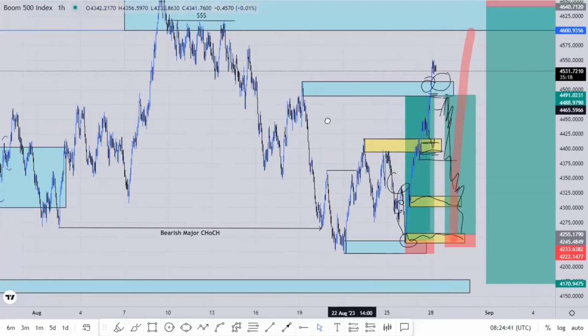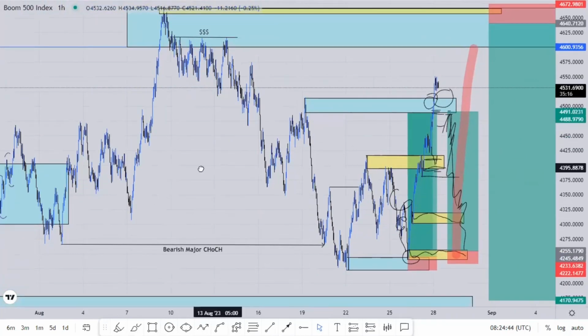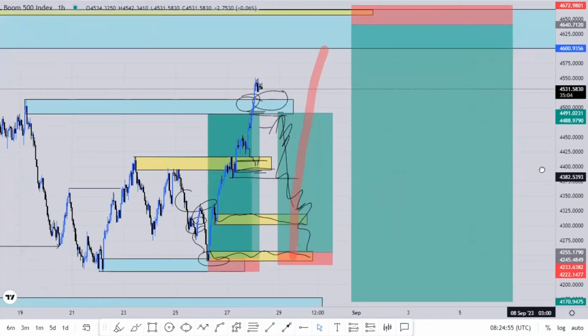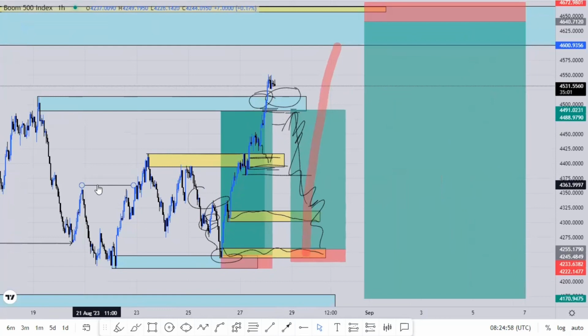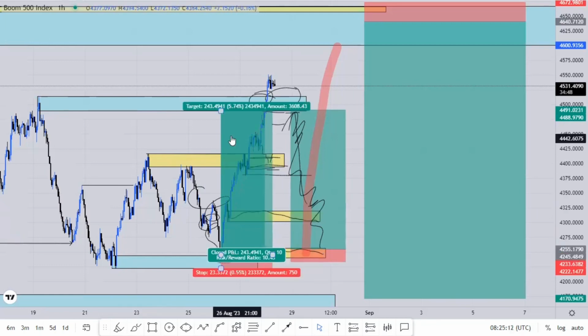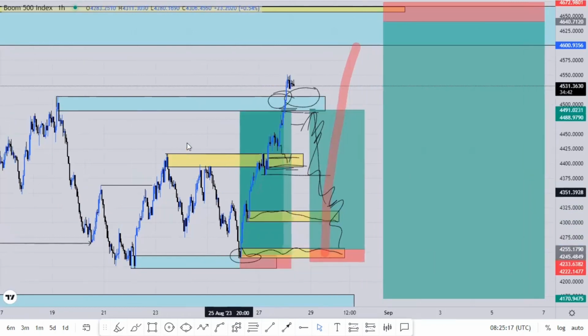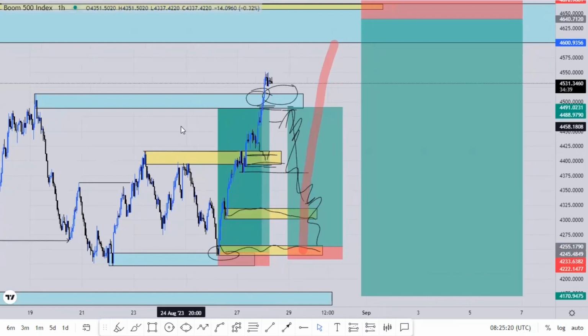If you notice, Boom 500, Crash 500, and VIX 75, the reason why I chose those three is that there's some form of correlation that is always there on these three pairs. This internal change of character here is the same internal change of character that you saw on Crash 500, and also on VIX 75. This pullback that we are talking about is also the same pullback that we are waiting for on Crash 500, and on VIX before the push up. So this push up on Boom 500 has happened. On Crash 500, it's going to happen.